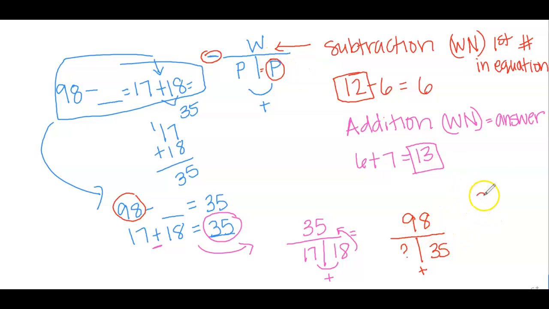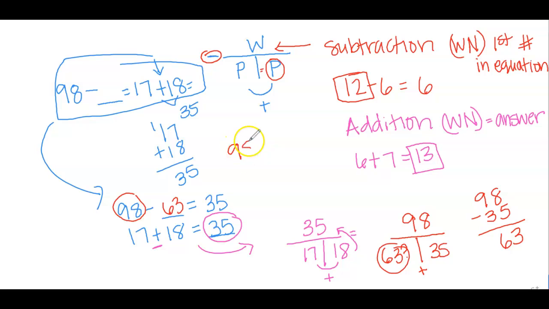We have 98, which is our whole number. We're going to subtract the part we know, which is 35. So 8 minus 5 is 3. 9 minus 3 is 6. So our answer would be 63. So we would put 63 right here.